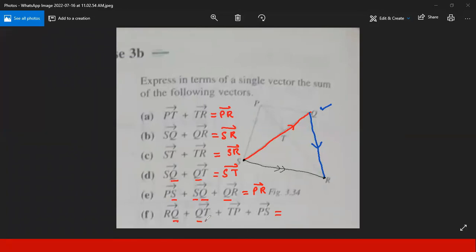Q, Q, T, T, P, P. The tail of the next vector is at the head of the previous vector. So the vectors can be added, and the resulting shortest path is RS. In this way, we can add the vectors.